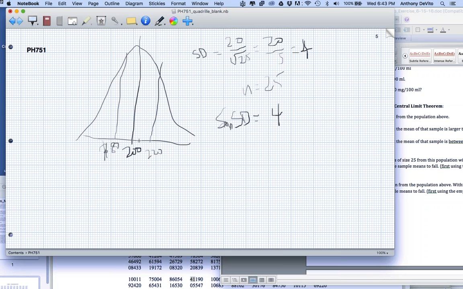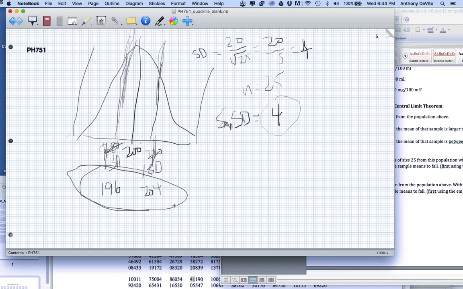So 180 now is not one standard deviation below the mean I would expect. It's now 5 standard deviations below. So really 180 would be way down here and 220 would be way up here. What range of values would I expect to be one standard deviation below and one standard deviation above for our sample means? Well, I would expect it to be only 4 below, or 196, to 204. I would expect 68% of our sample means, if we did it over and over again, to be between 196 and 204.